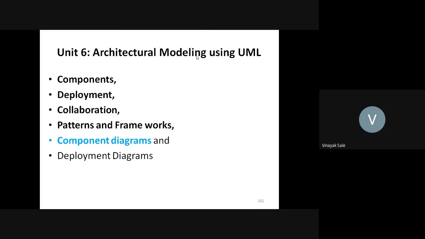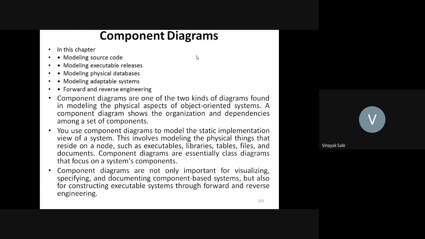So we have completed patterns and frameworks. The next part is the component diagram. In this chapter, we will study modeling source code, modeling executable releases, modeling physical databases, modeling adaptable systems, and forward and reverse engineering. Component diagrams are one of the two kinds of diagram found in modeling the physical aspects of object-oriented systems. A component diagram shows the organization of and dependencies among a set of components.